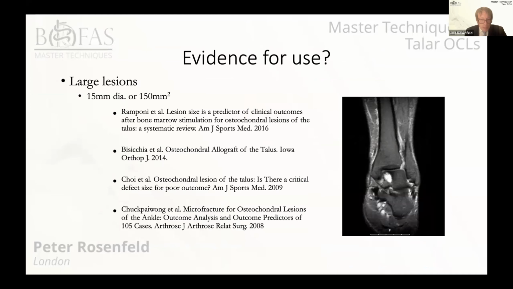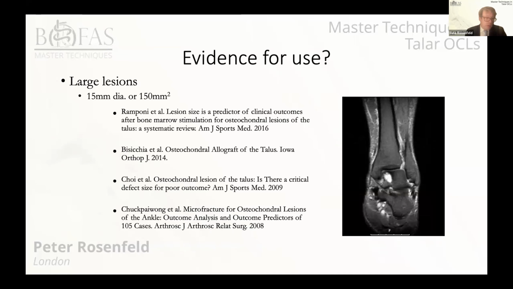Well, there's plenty now. And in fact, there have been some really good studies in the last 14, 15 years showing that large osteochondral lesions do badly with primary debridement and primary bone marrow stimulation. Particularly this one by Choi et al. in 2009. And they looked at 120 osteochondral lesions. They were treated by primary arthroscopy and bone marrow stimulation, whether that's curettage or microfracture.